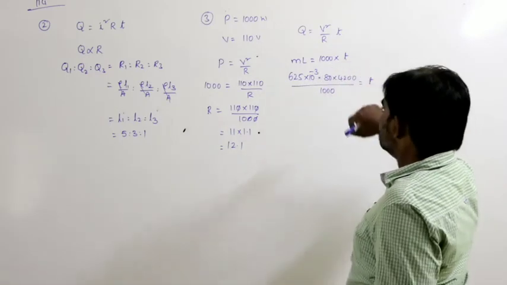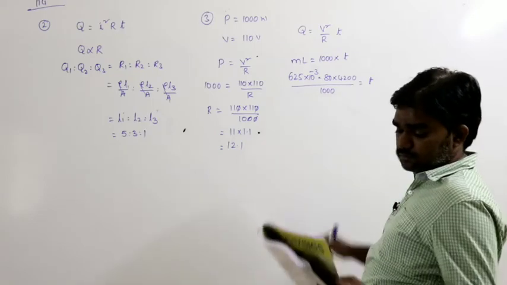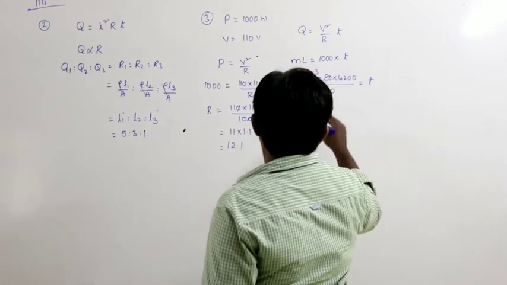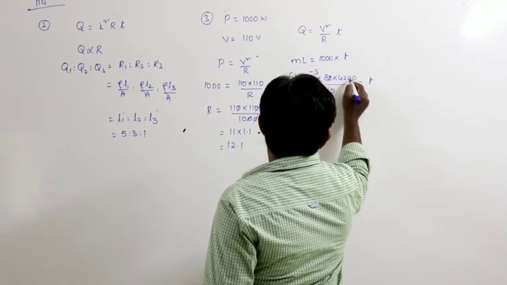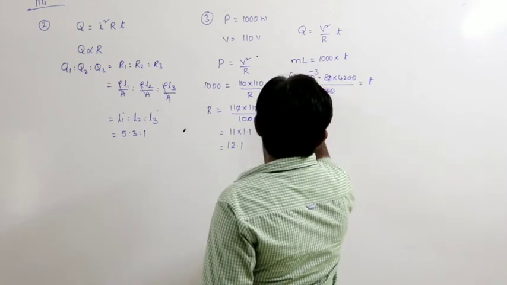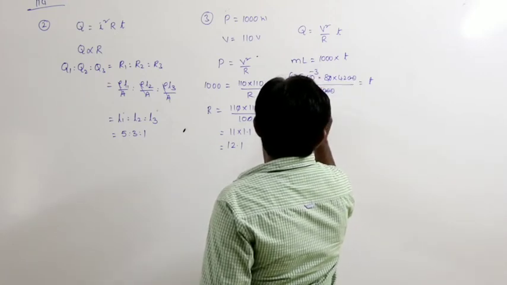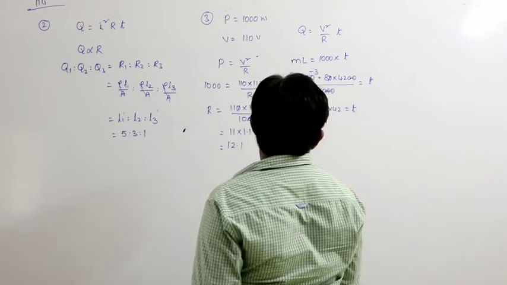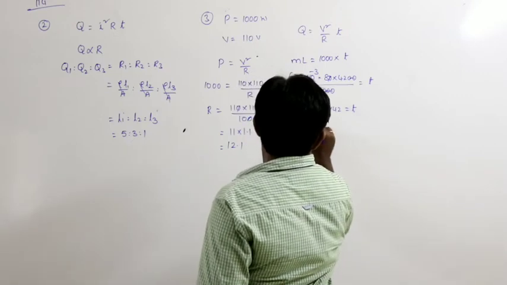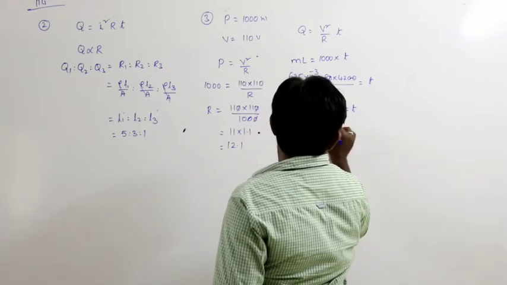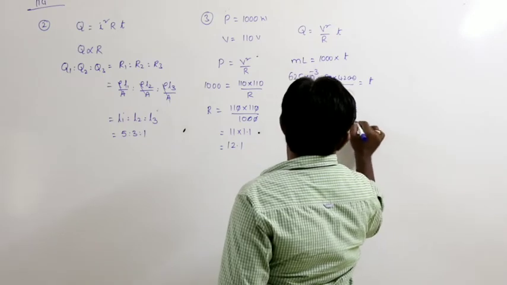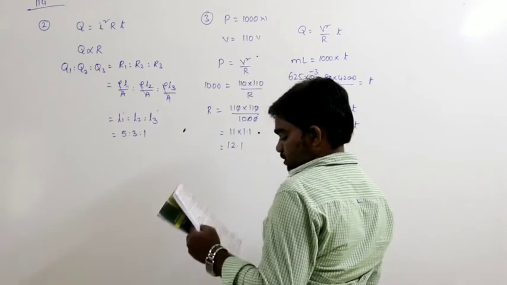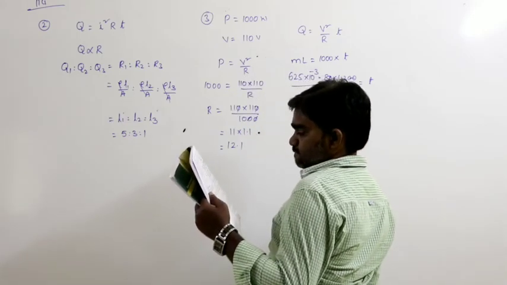Converting calorie per gram into joule per kg, we multiply by 1000 and 4200. Three zeros cancel. So 0.625 into 8 into 42 is equal to T. So 0.625 into 8, 2 8s are 16, 32, 336 is equal to T. 336 into 0.625, how much is it approximately?